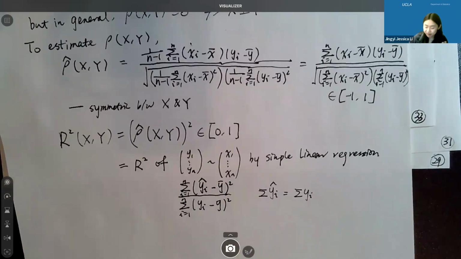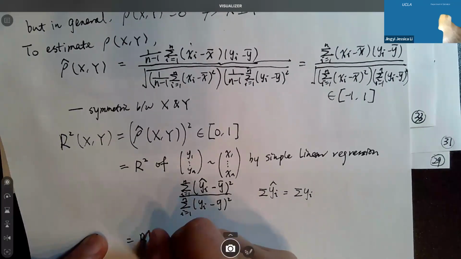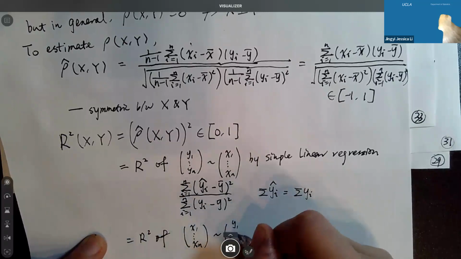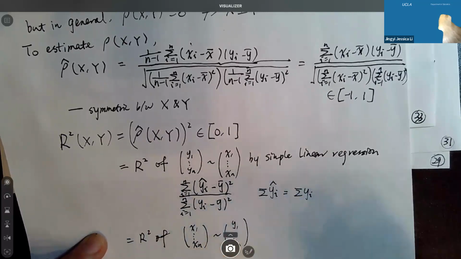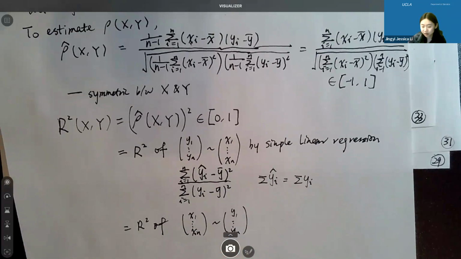Okay, and because of symmetry, right? So this is also equal to the r square of running the reverse regression, if you regress x1 to xn on y1 to yn. So I think this is something very interesting. So even though you don't have the same line, don't have symmetry in linear regression, somehow they have the same r square. So you can check it in R, and that's a very interesting relationship. And they are both the square of Pearson correlation.